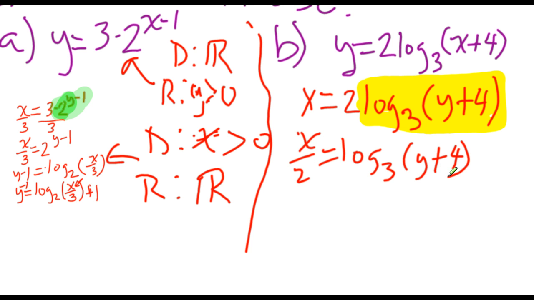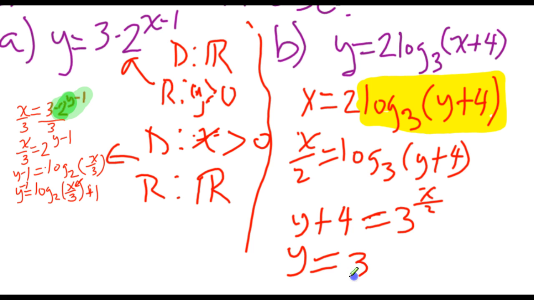Now that my log is alone, I just rewrite this in exponential form. This would give me 3 to the x over 2 power equals y plus 4. From here, just simply subtract the 4 across, giving me y equals 3 to the x over 2 power, and then minus 4. That is the inverse of the original function.